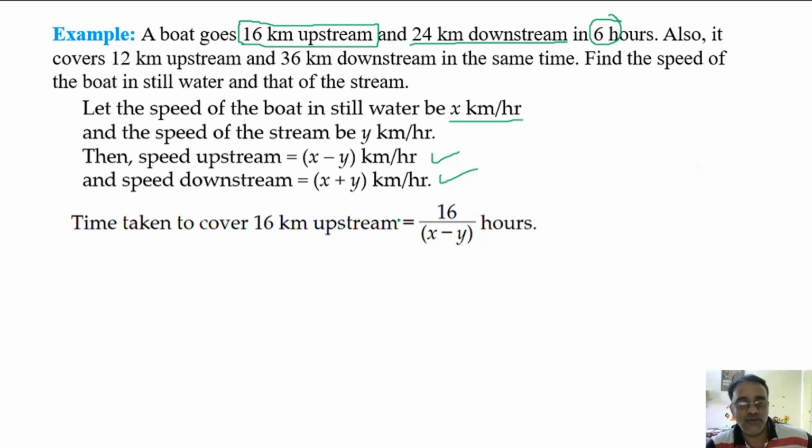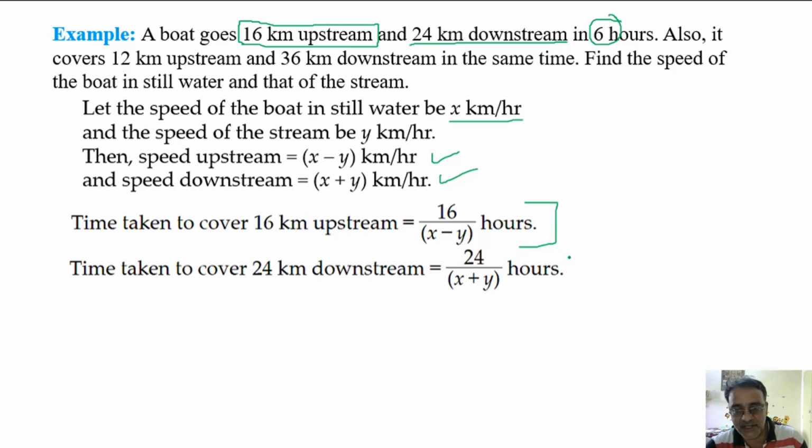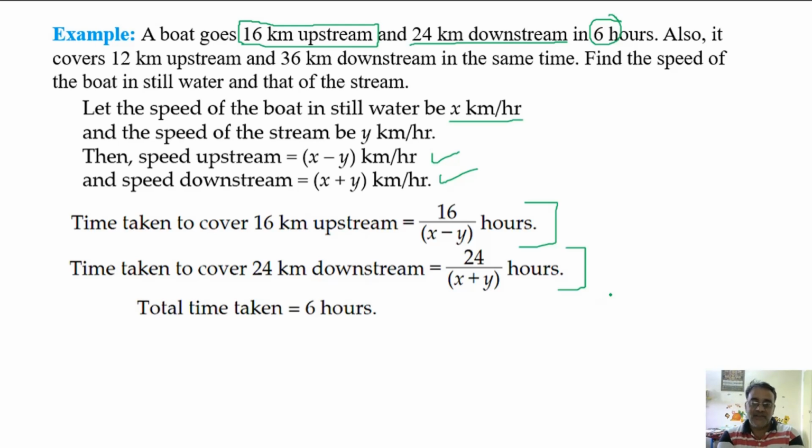So time taken to cover 16 kilometer upstream is 16 by x minus y. Similarly, time taken to cover 24 kilometer downstream is 24 upon x plus y, and the total time is given 6 hours. So what we will get? 16 upon x minus y plus 24 upon x plus y is equals to 6. Let it be equation number 1.